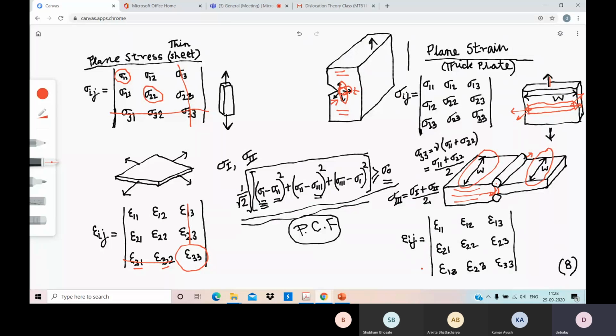And under plane strain condition, that means strain is there only in 2 dimensions. On a plane it is acting. The third dimension strain is 0. But you will find that in the third dimension there can be stress. So if it is plane stress, it need not be in plane strain. If it is plane strain, it need not be in plane stress.